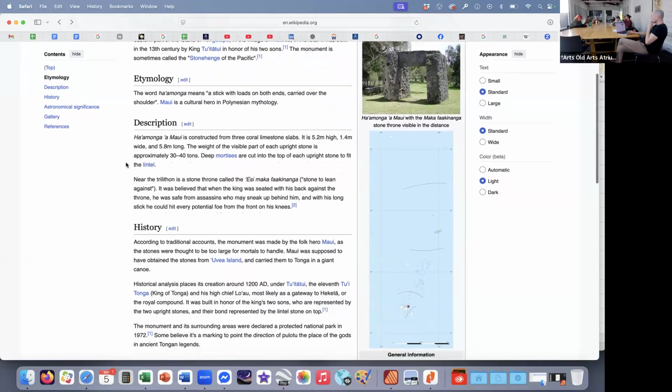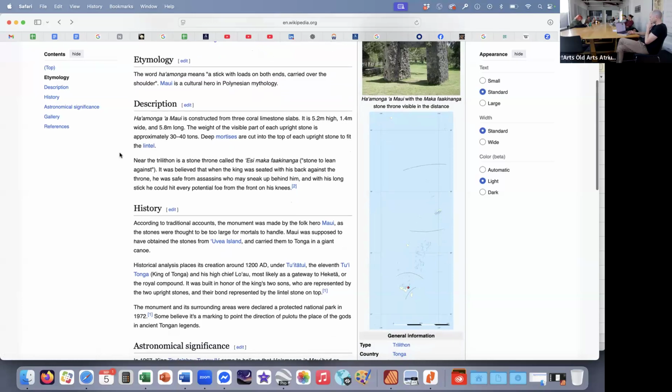It is just over 5 meters high. It's 1.4 meters wide, thick, in this direction. And it's 5.8 meters long. So from here to here, it's 5.8 meters. From there to there is 1.4 meters, and it's 5.2 meters high, right? It's about 30, 40 tons. It's very big.